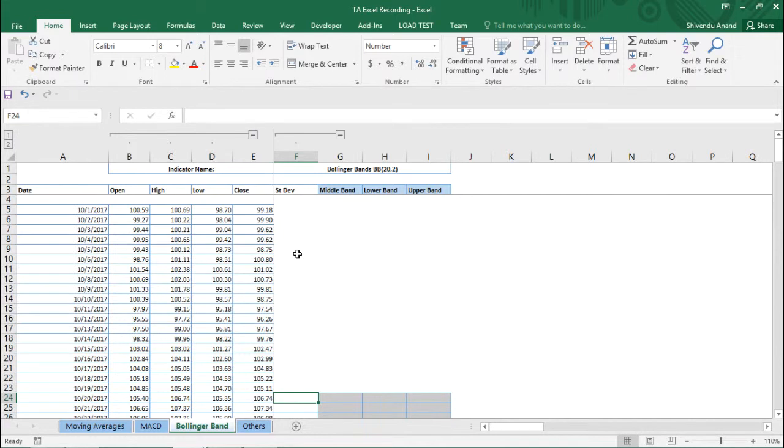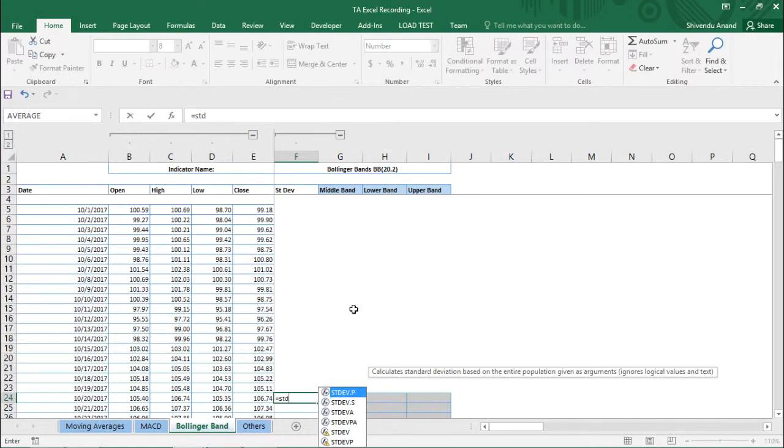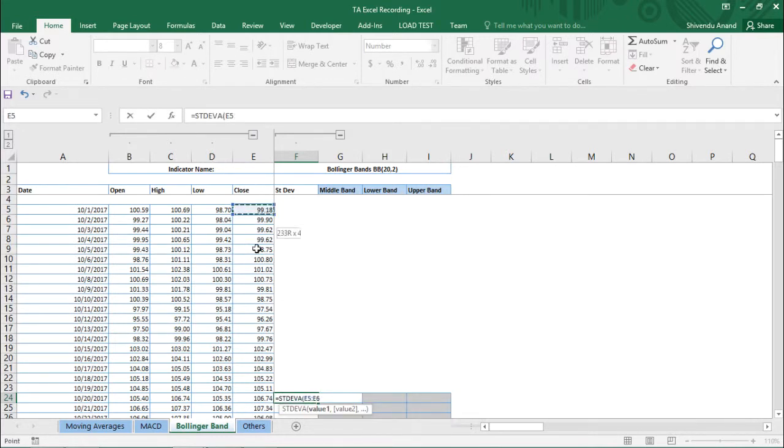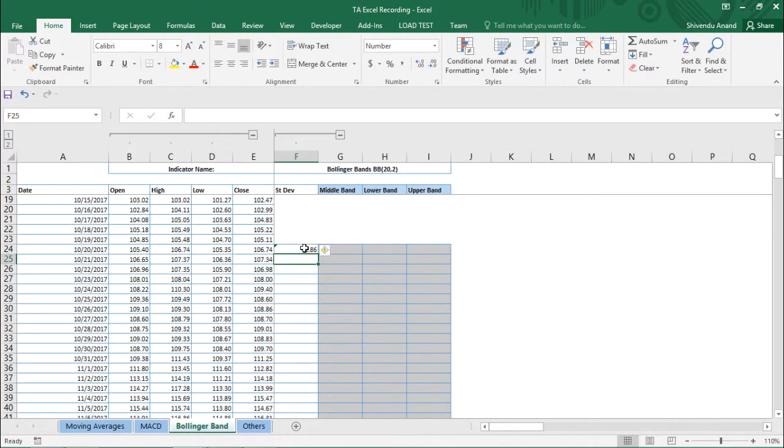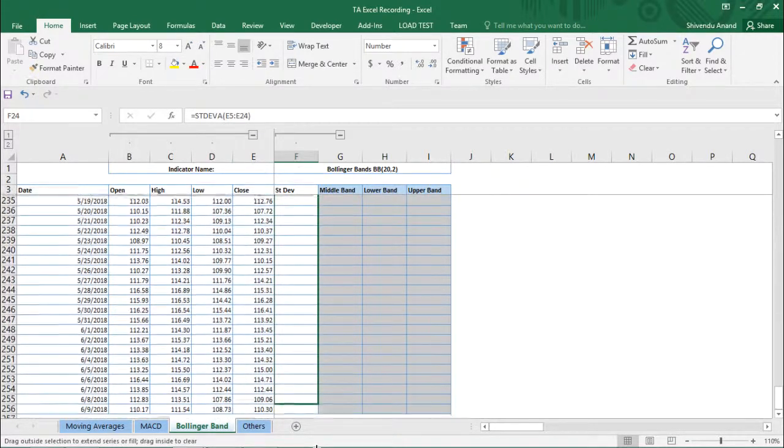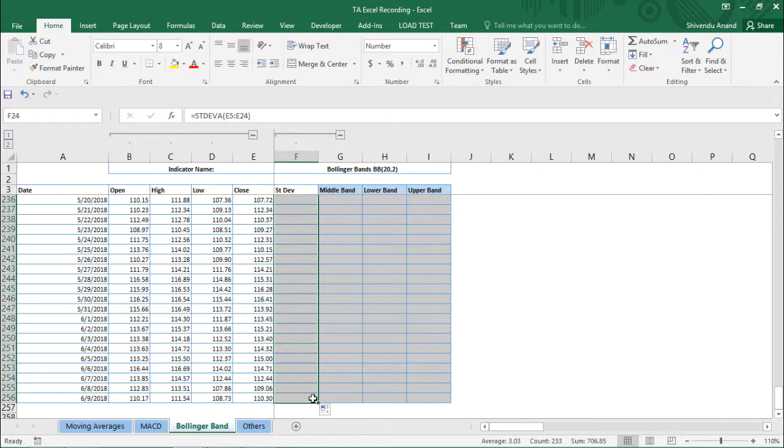So here we have the close price for 20 days. We'll be using the formula equals STDEV, bracket open, the 20 days, bracket close, and here we have the standard deviation for 20 days. We are going to use the autofill function so that we have the standard deviation for the entire duration.